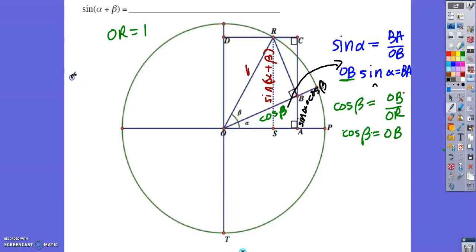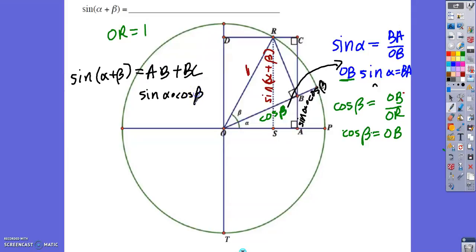I know that the sine of alpha plus beta is equal to AB plus BC, and now I know AB is sine alpha times cosine beta. So I've got that, and that's pretty cool. We can use that. Now I just need to figure out BC. So let's go back to this triangle and look at BC and see what I can do.